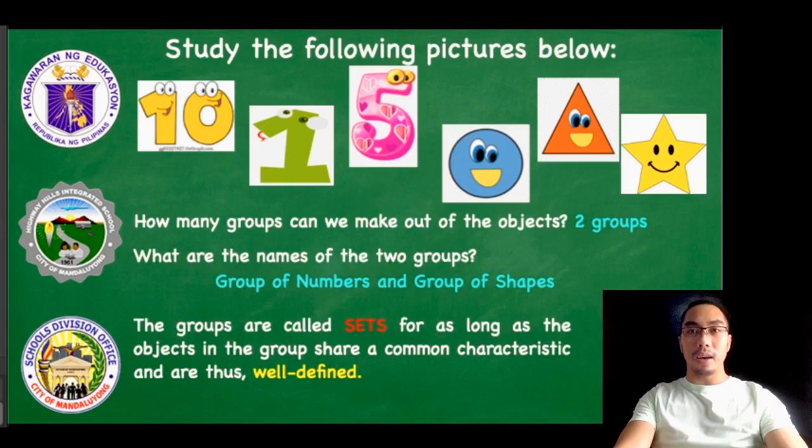1, 5, and 10, which belong to the group of numbers, share the same characteristic, which is they are all numbers. On the other hand, circle, triangle, and star, they share the same characteristic, which is they are all shapes. Now in mathematics, groups are referred to as sets. Therefore, group of numbers and group of shapes can be named as set of numbers and set of shapes.